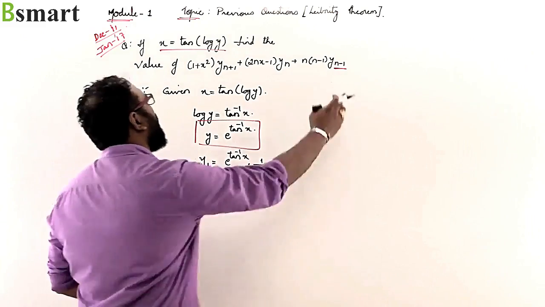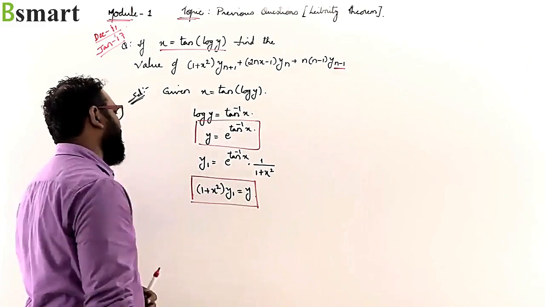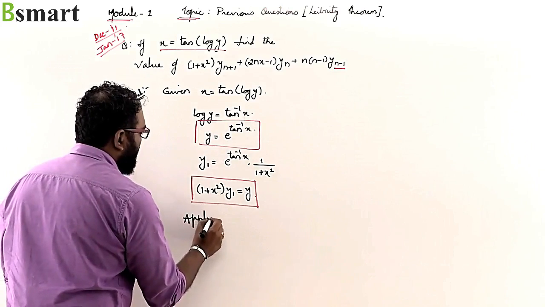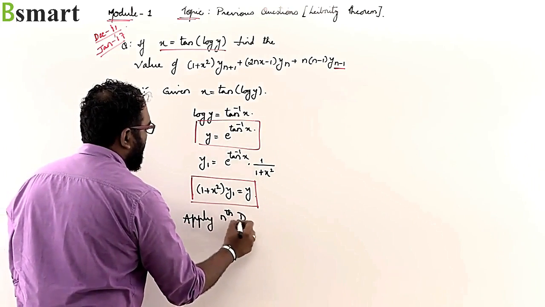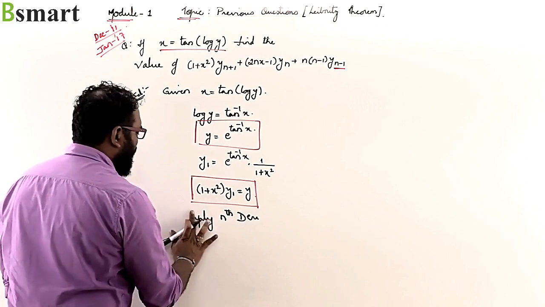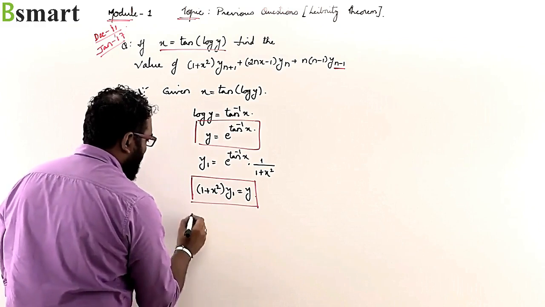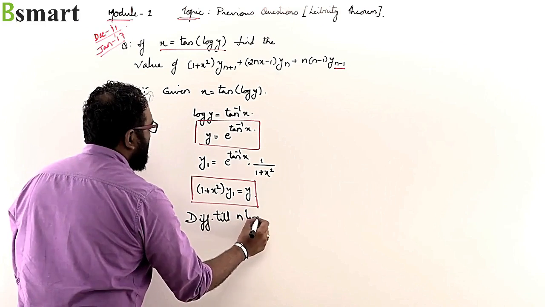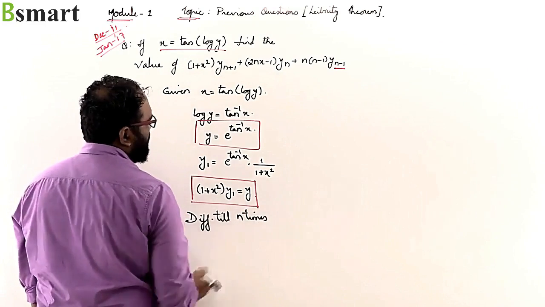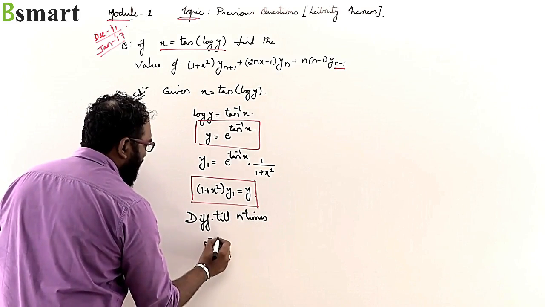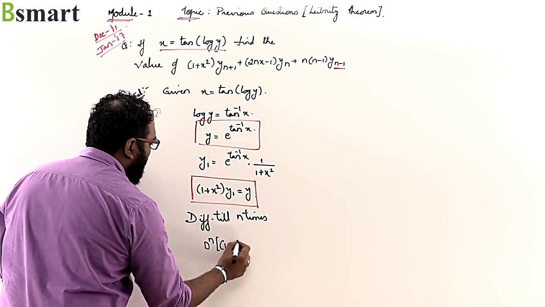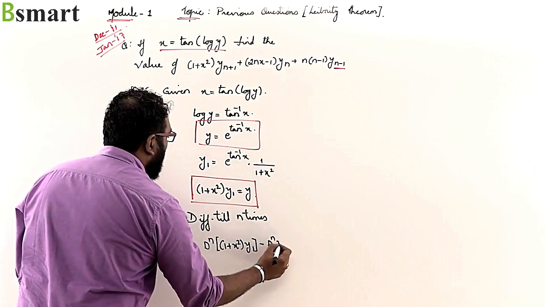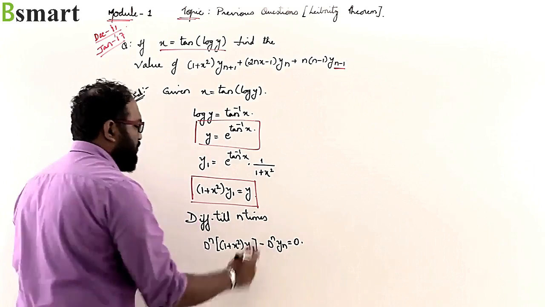Now, in order to get yn minus 1, we will just establish a relation between y and y1. Now apply the nth derivative, or differentiate n times. If we are differentiating n times, then what do we get? We will get d to the power n of 1 plus x square into y1 minus d to the power n of y, that is yn, is equal to 0.